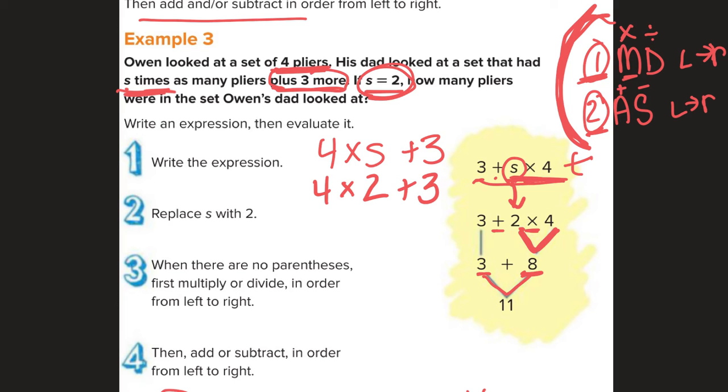What do I need to do first? I've got multiplying and adding. Need to multiply first. 4 times 2 is 8. Bring down plus 3. 8 plus 3 is 11. Get the same answer. You just got to be careful how you're reading it, and if you're reading it right, we're good to go.